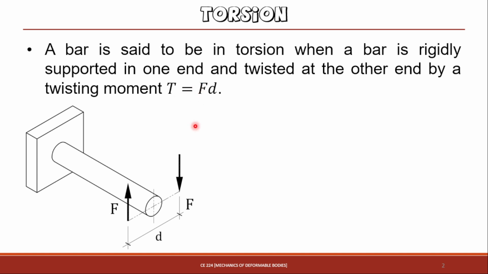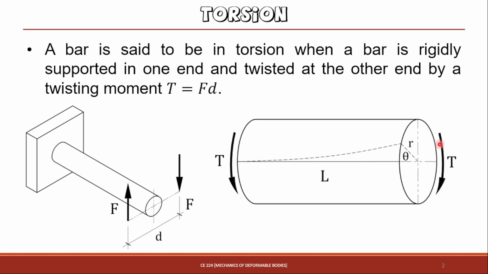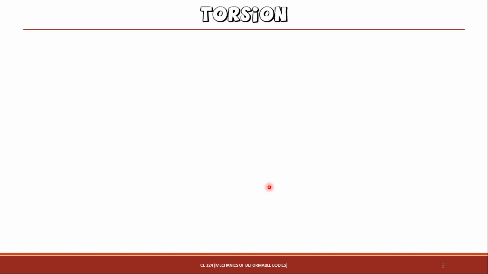That is equal to yung F, yung couple na F, times yung distance ng dalawang forces with respect to each other. Okay? So this bar is rigidly supported at this end. Tapos pagka in-applyan natin ng couple or twisting moment sa end niya, magkakaroon tayo ng deformation. So this bar is said to be under torsional stress, torsional shearing stresses due to that torque or twisting moment. Okay? So yung theta, yung torque, yung L, we will be discussing that in detail sa mga susunod na slides.